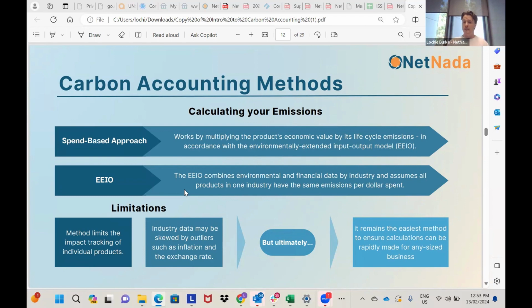You will then go to the next step where you'll add in your activity data. You then might see that certain suppliers are responsible for a huge amount of your total emissions. So you might ask those suppliers specifically if they have any sustainability information that they can provide to you to get a more accurate reading of what their services were.